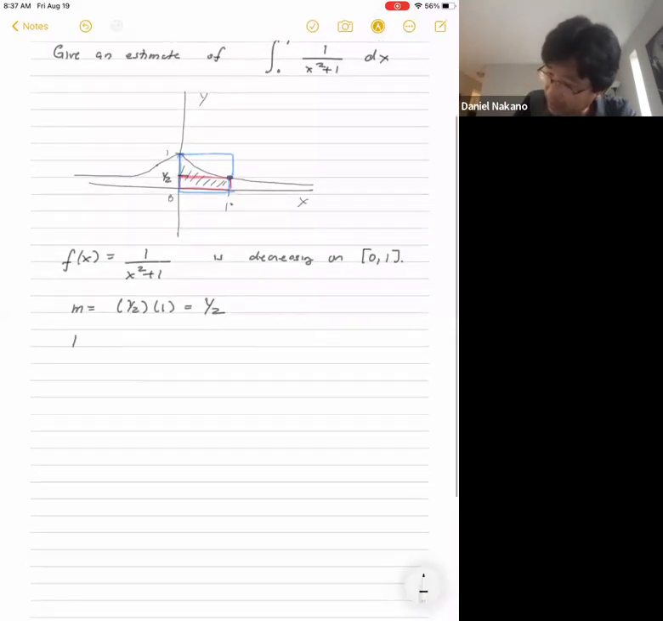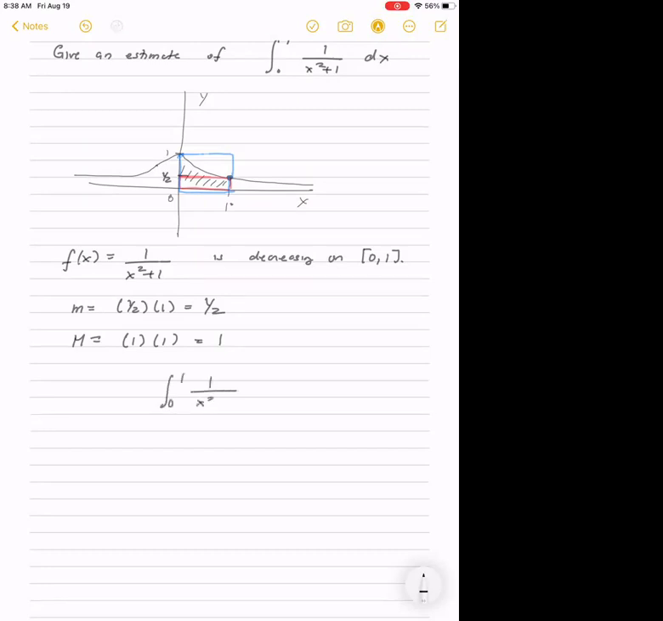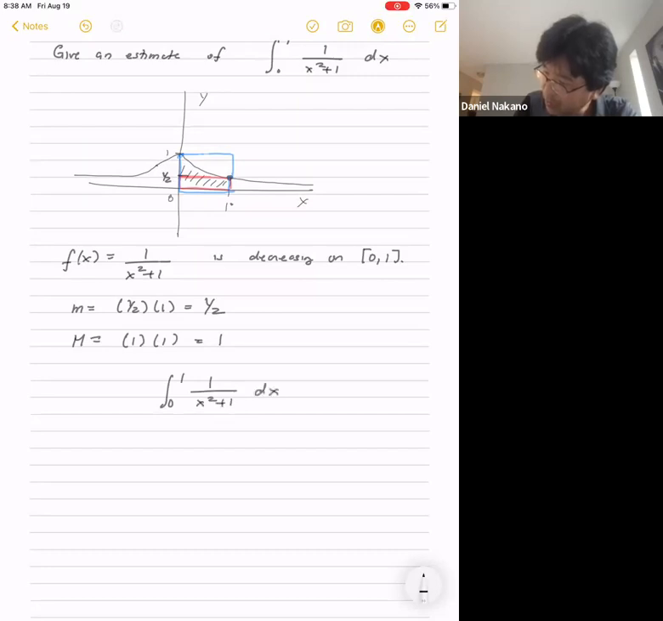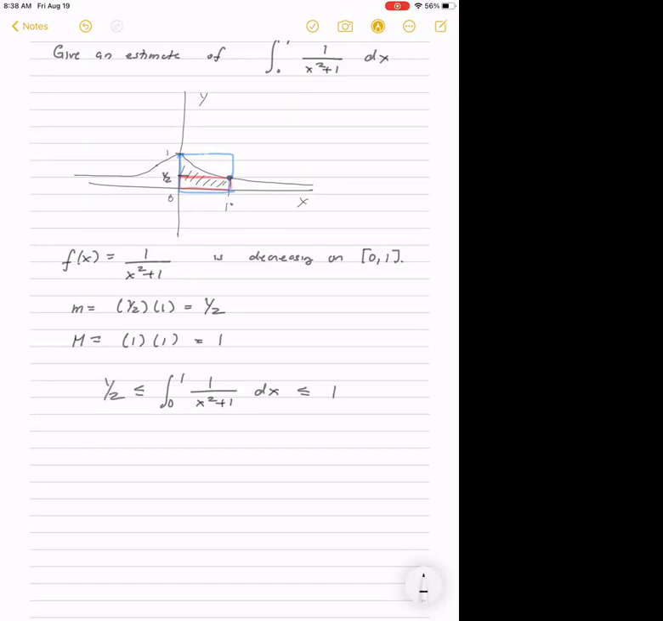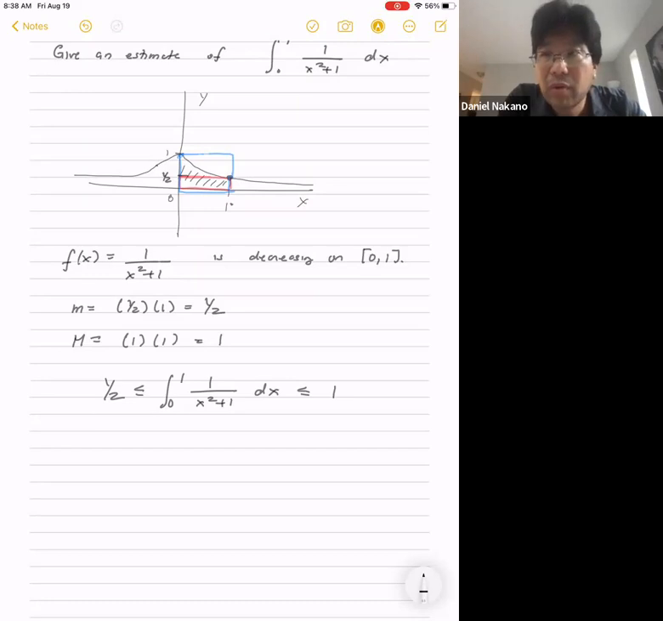So capital M will be an estimate, and the width is going to be 1, the height is 1, so the area is going to be 1 also. So what we can say is that the integral from 0 to 1 of 1 over x squared plus 1 dx is between 1/2 and 1. That gives us an estimate of what the area is, a cheap estimate in some sense.